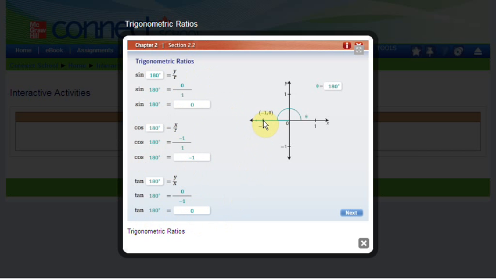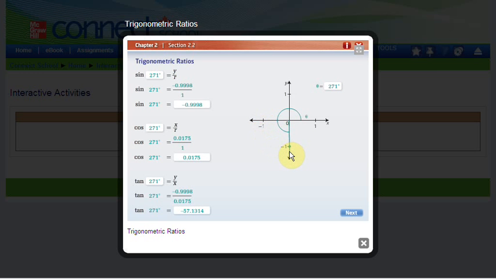Okay, let's scoot on down to 270 degrees, and look now. Notice my y values are negative. Why? Because I'm below the x-axis. My x values are still negative right now. Why? Because they are to the left of the y-axis. And here we go at 270 right there.